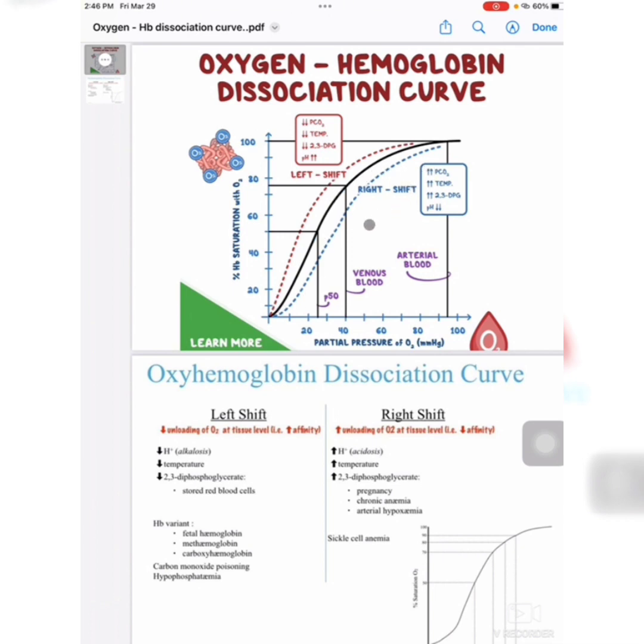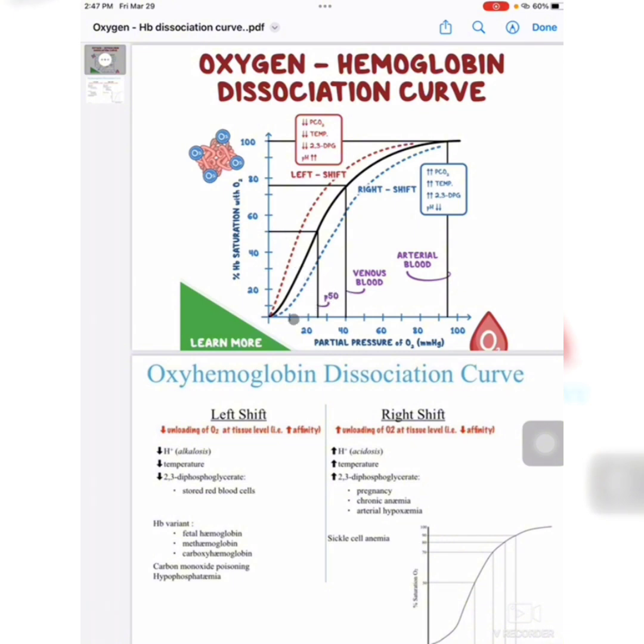Reading the curve is all about connecting the dots. For example, at a partial pressure of oxygen of 25 mm of mercury, hemoglobin proteins might be 50% saturated, which is marked as P50.